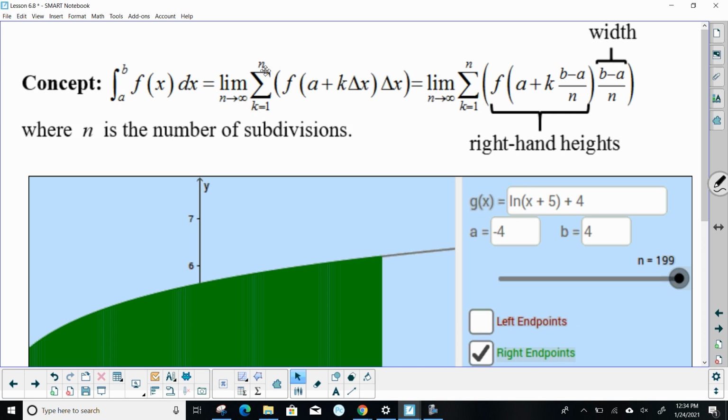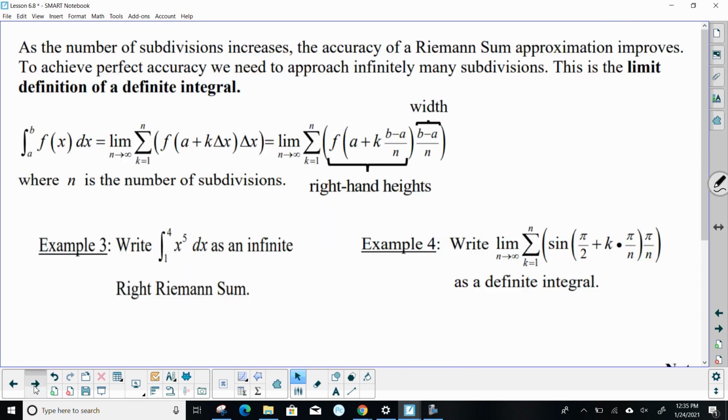So what we can do, and this is something you're really just going to memorize in the end, is we can take a definite integral and write it using summation notation. Okay, writing it this way. So right here it says, as the number of subdivisions increases, the accuracy of approximation improves. So if we take the limit as n goes to infinity, we call this the limit definition of the definite integral, because really it gives us a definite integral as long as you have that limit as n goes to infinity.